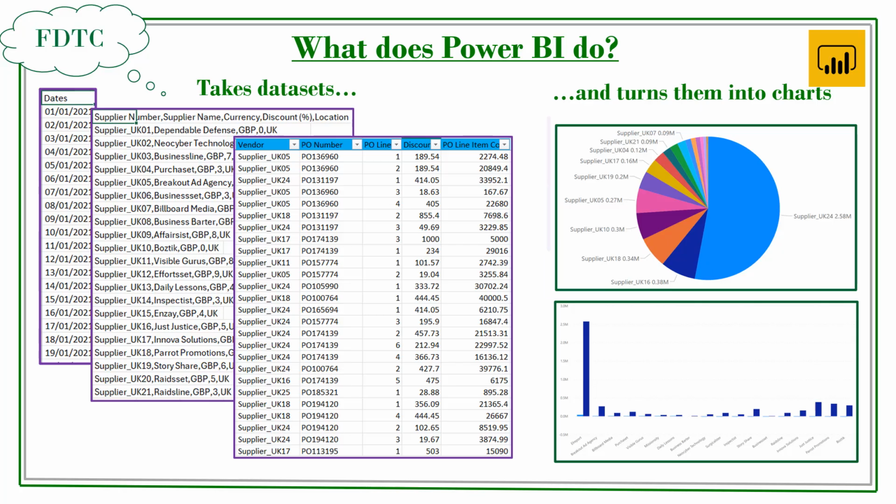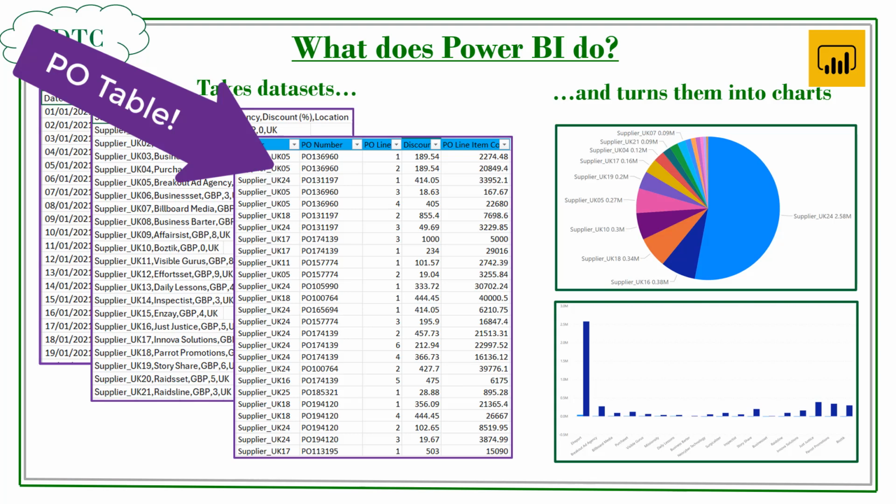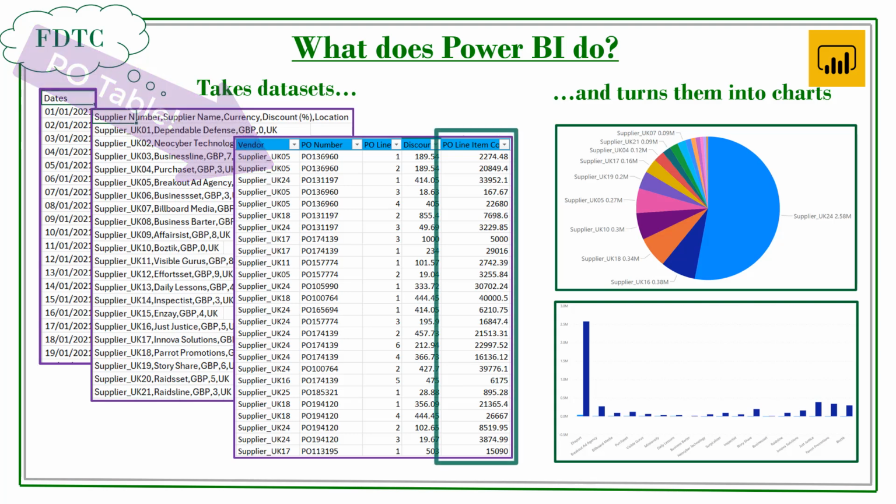Here we have a simple pie chart showing the total value of some purchase orders split by different suppliers. To make this pie chart, Power BI simply searched through the PO table on the left-hand side and then added together, also called aggregating or summarizing or totaling, all the values in the PO line item cost column. This created the pie chart.